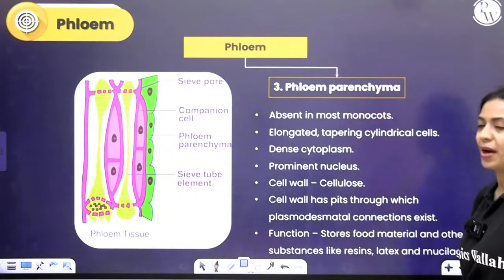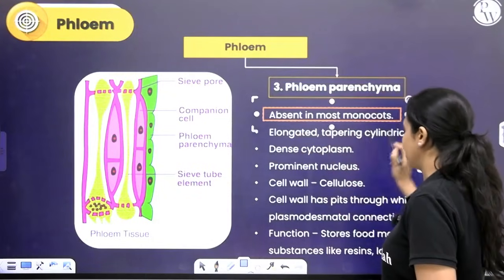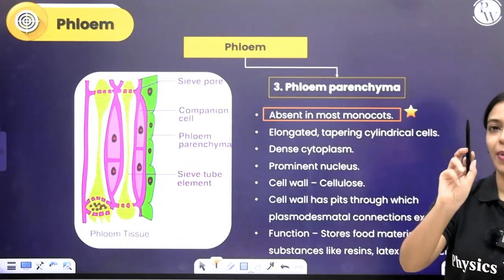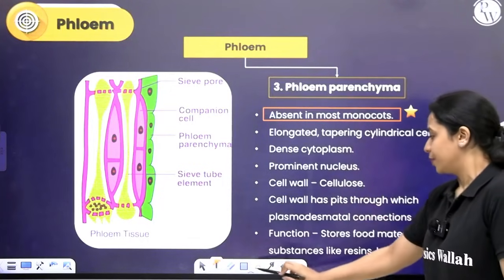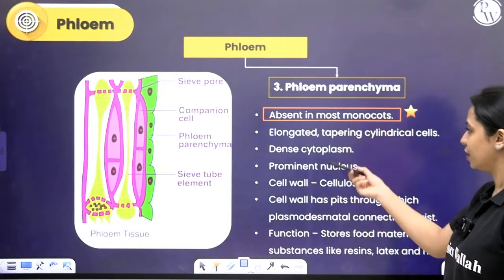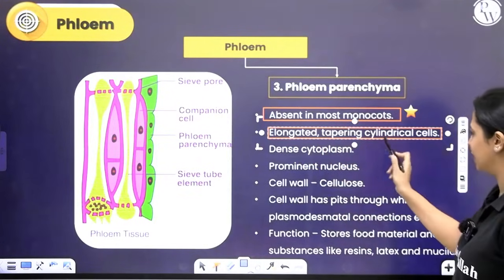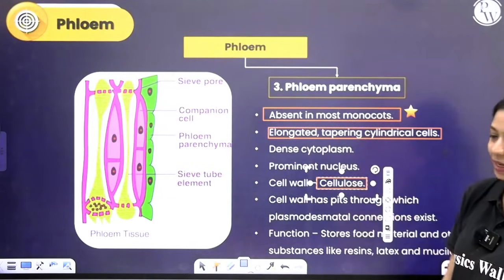Then we have phloem parenchyma. Phloem parenchyma, important point, it's absent in most monocots. In the phloem, in monocots, parenchyma is generally absent. Parenchyma here is somewhat elongated, tapering with cylindrical walls. They have a dense cytoplasm, prominent nucleus, cell wall is made up of cellulose, typical parenchyma characters.